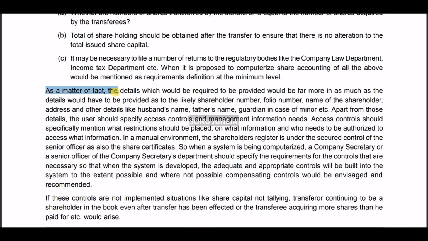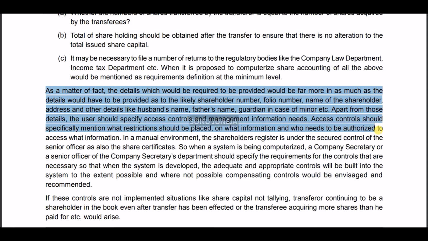Now, as a matter of fact, the details which would be required to be provided would be far more, such as the shareholder number, folio number, name of the shareholder, address, and other details like husband's name, father's name, guardian in the case of a minor, etc. Apart from those details, the user should specify the access control and management information needs. Access control should be specifically mentioned: what restriction should be placed on what information, and who needs to be authorized to access information.